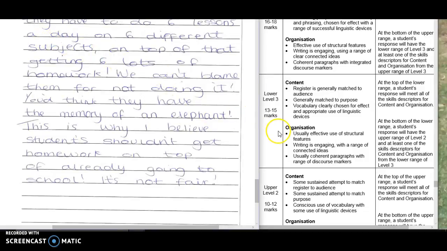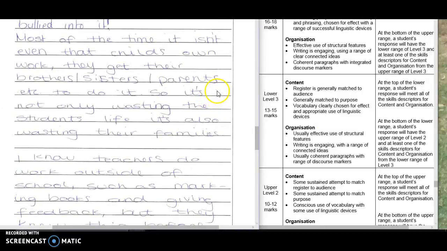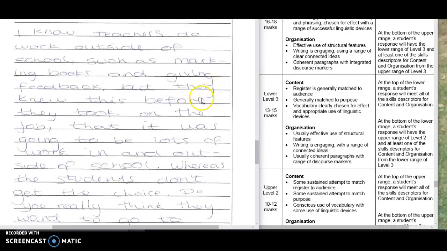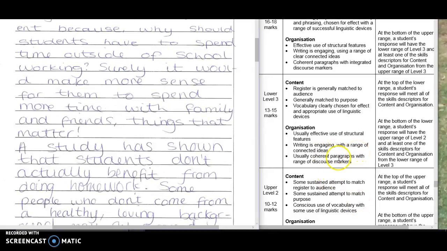And then if we move on to the organisation, usually effective use of structural features. When you've got your heading, you've got your introductory paragraph, then you've got your paragraphs with some discourse markers, and you've got your conclusion ending with this really strong statement here. So that's good. It's engaging with a range of connected ideas. You've used paragraphs well. When you've forgotten, you've used a symbol to indicate that you know a paragraph should have been there. The only thing that you've not really included very many of is a range of discourse markers.